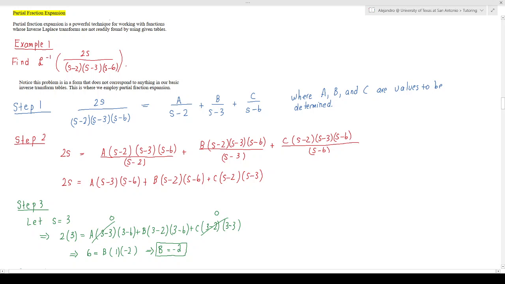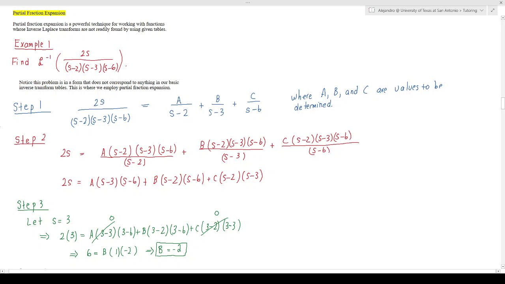So one good way to see if you're going to need to employ a partial fraction expansion is to compare your problem to one of the forms in the table. Here, we're given the problem: find the inverse Laplace transform of 2s over (s minus 2) times (s minus 3) times (s minus 6). We don't have basically any form that matches this. We had seen before that we could try to factor things out and put it in a particular form, but in this case we can't really do anything with the tables as it stands.